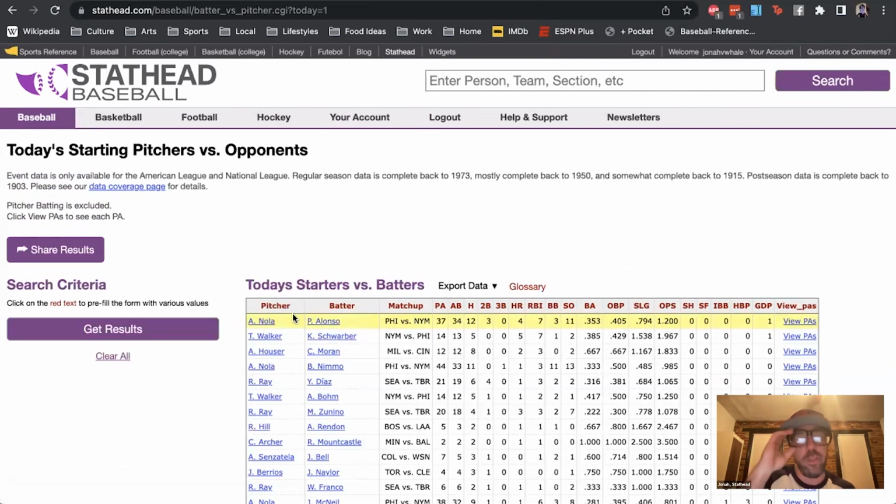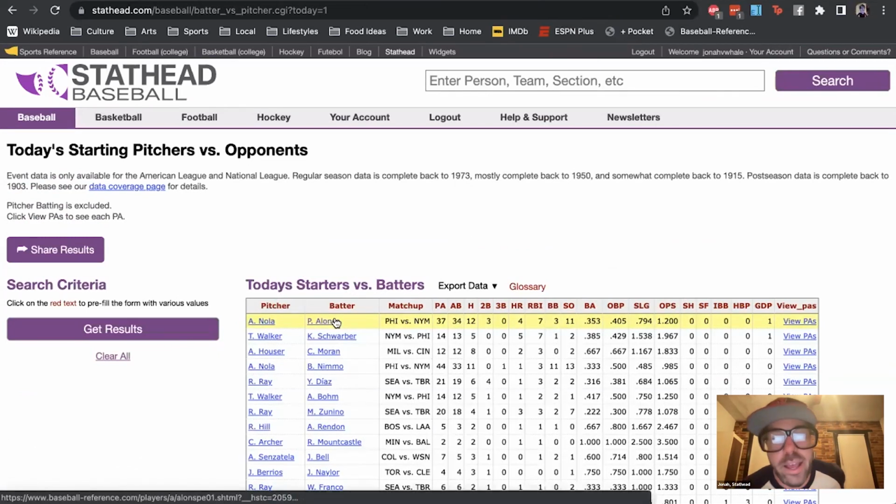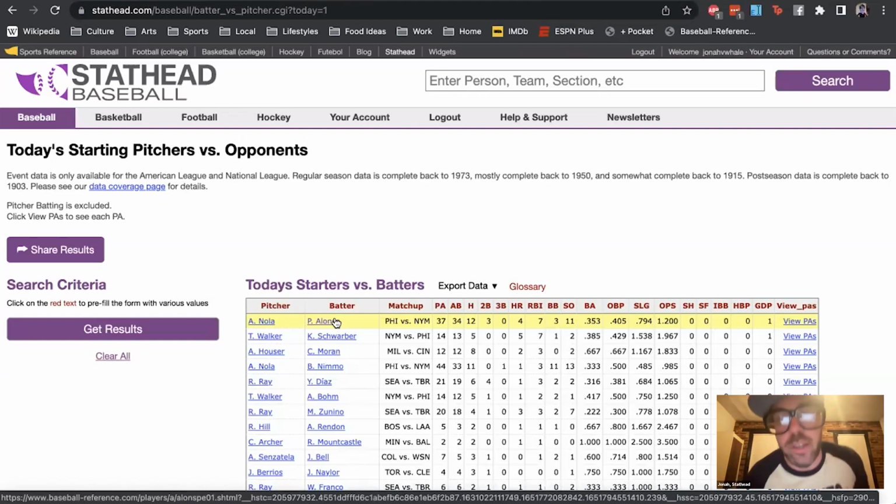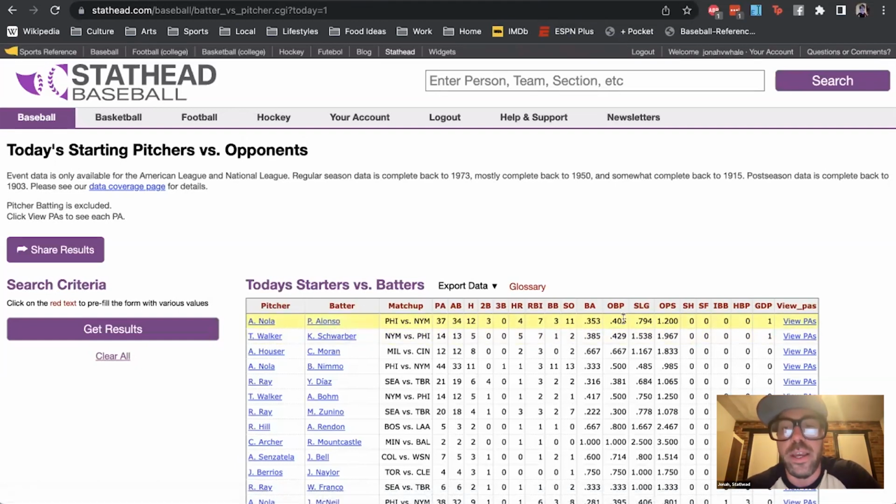So Phillies, Mets playing, we can see Aaron Nola has generally gotten crushed by Pete Alonso. Alonso has four home runs. He's a 1200 OPS. If I have Nola, maybe I'm thinking about sitting him for this matchup. If I have Alonso, I'm probably starting him. I don't need to see this to know that I'm starting him, but it's good information nonetheless. And you can see the same deal on the other side of the field, basically. Schwarber absolutely mashes every time he faces Taijuan Walker.